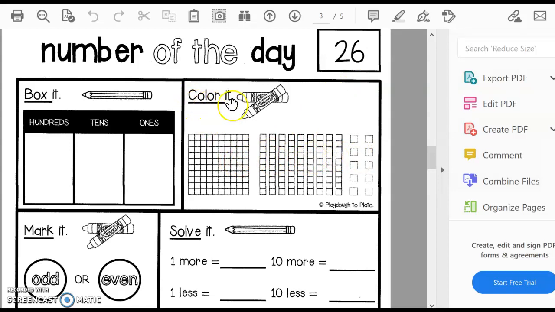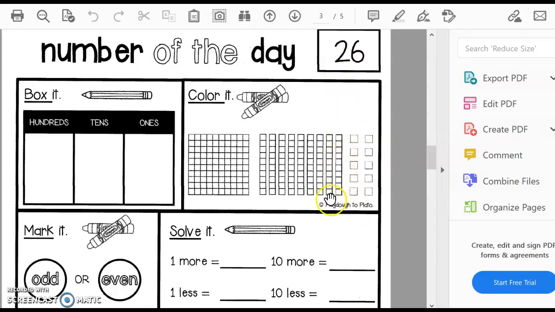You need to color it. So does this number have any hundreds? No, so leave that alone. How many groups of tens did we say this number had? 2. So here are your tens or your longs. Each long is worth 10. So how many do you think you would color in? You would color in 2 longs to show 20.